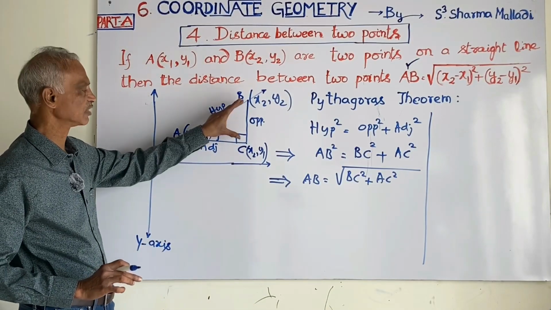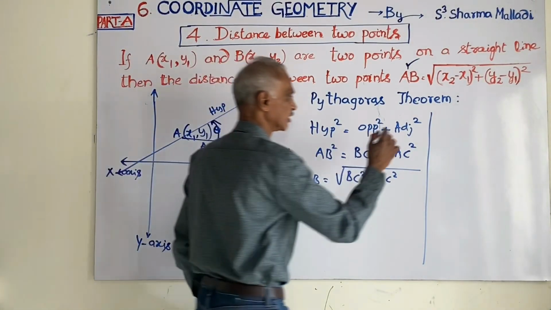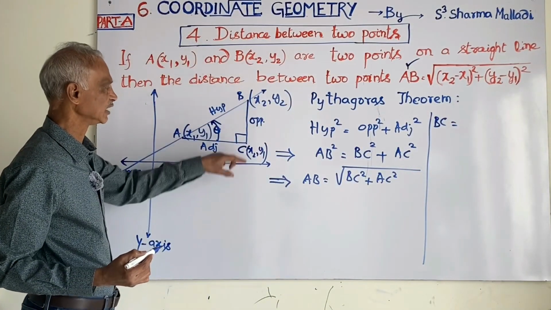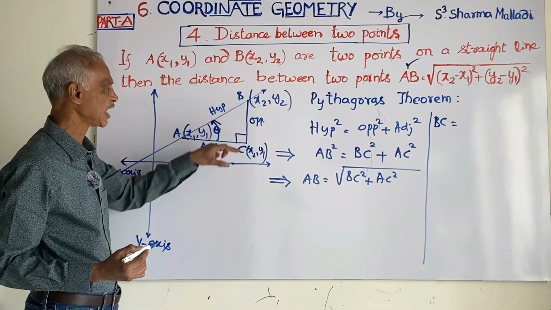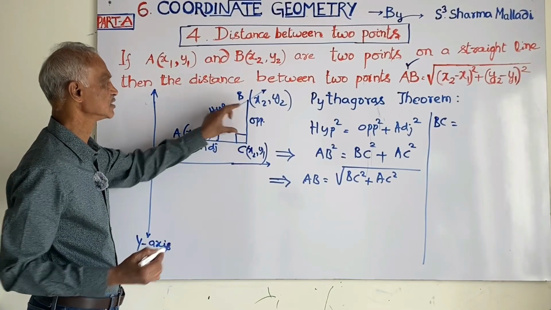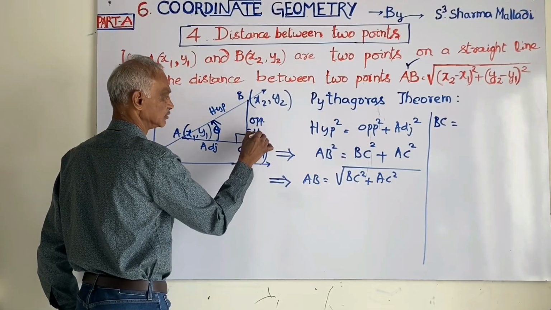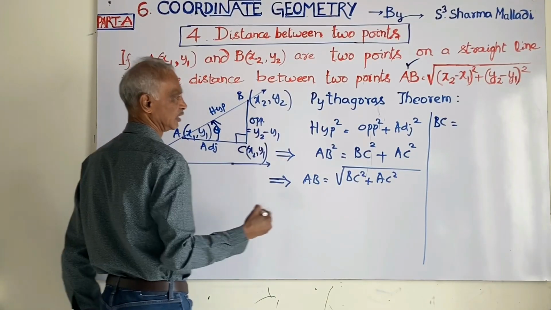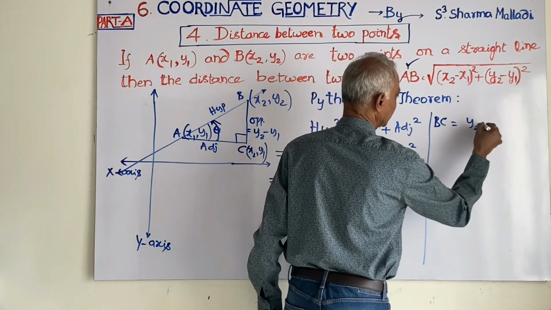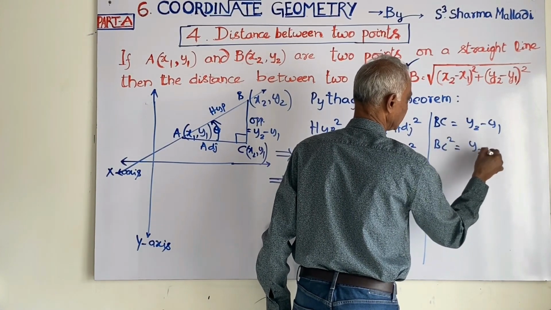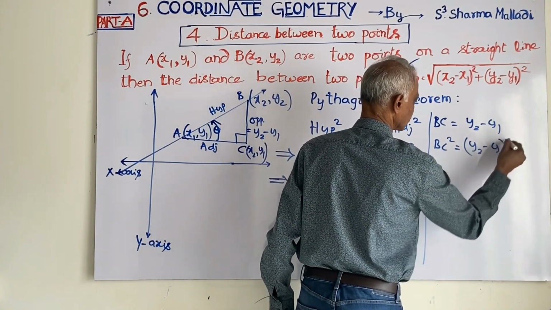What is BC? Vertical distance. We have to write the vertical distance. BC is equal to the vertical distance. This is y2 and this is y1. This distance, the opposite side, will be y2 minus y1. BC is equal to y2 minus y1 and BC square is equal to (y2 minus y1) whole square.